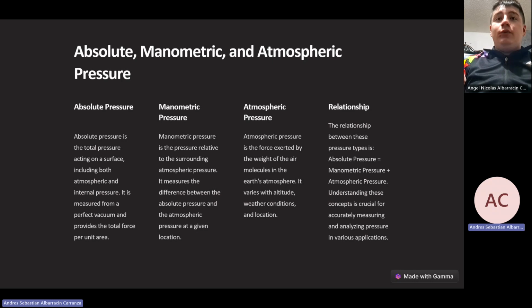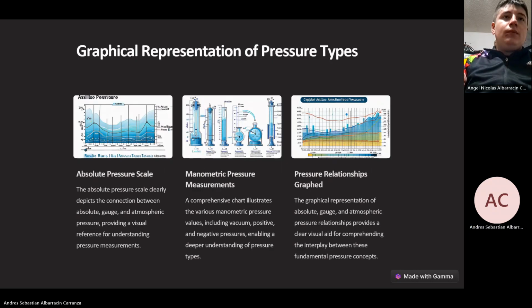The relationship between these pressure types is that the absolute pressure is the sum of the manometric pressure plus atmospheric pressure. Using this relationship, we can get any pressure. Maybe if we have the atmospheric and the absolute, but we don't have the manometric, we can play with the math and get the pressure that is missing. We have here some graphic representation of the pressure types, like the absolute pressure scale and manometric pressure.